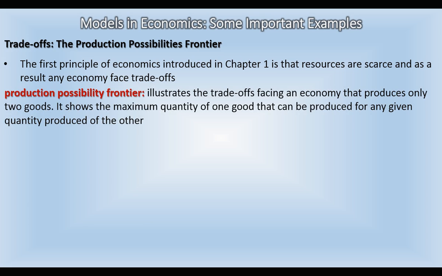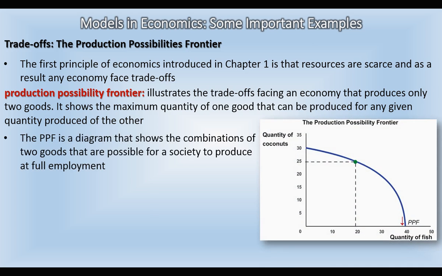It shows the maximum quantity of one good that can be produced for any given quantity of the other good. So the PPF is just the simplified acronym to represent the production possibility frontier. The PPF is a diagram, much like you see here, that shows the combinations of the two goods that are possible for a society to produce at full employment.